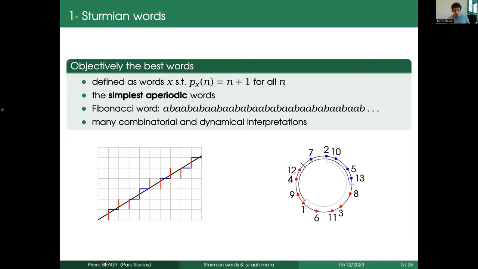The most well-known Sturmian word is the Fibonacci word, A B A A B A B A A B A A B A B A A B A B A A B A A B A B A A B A A B, and so on and so forth. And they have a lot of combinatorial and dynamical interpretations. So here on the left, we have the definition through mechanical words, which you can see as how a line crosses the unit grid on the Euclidean plane. And on the right, you have the definition through the rotation of a circle.